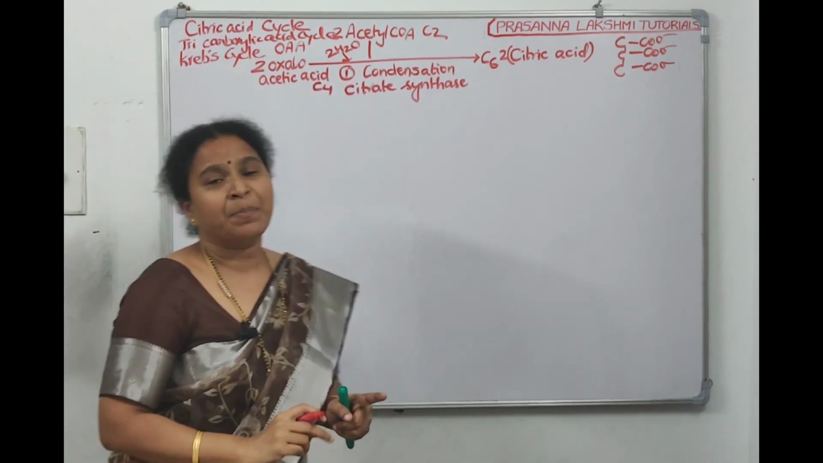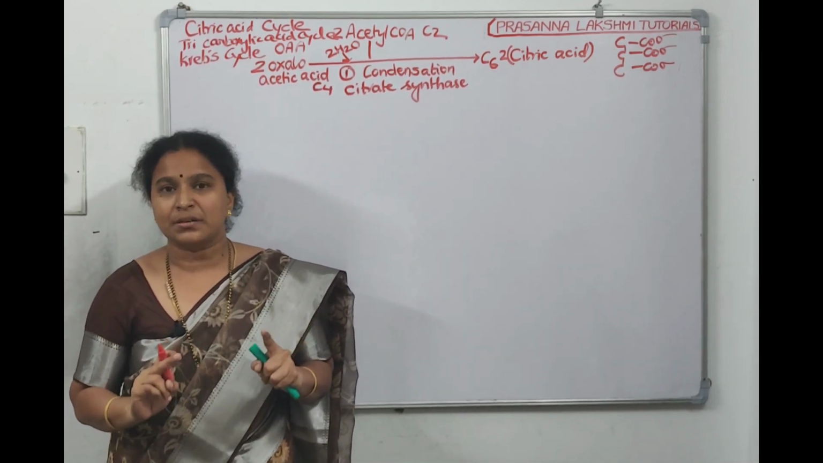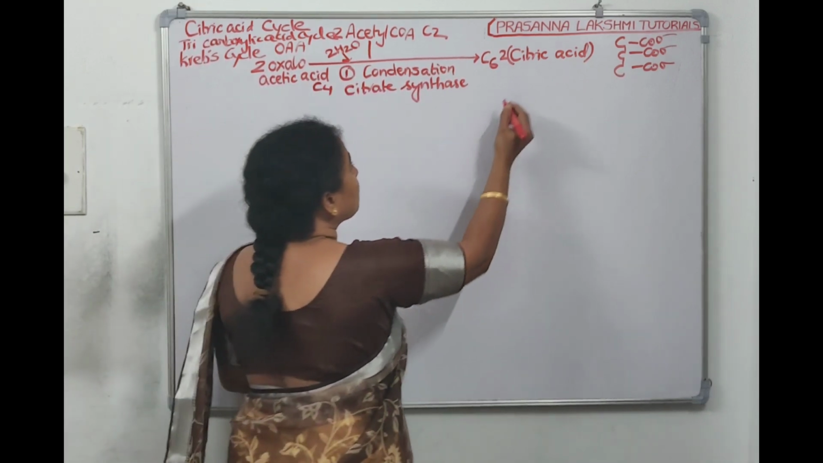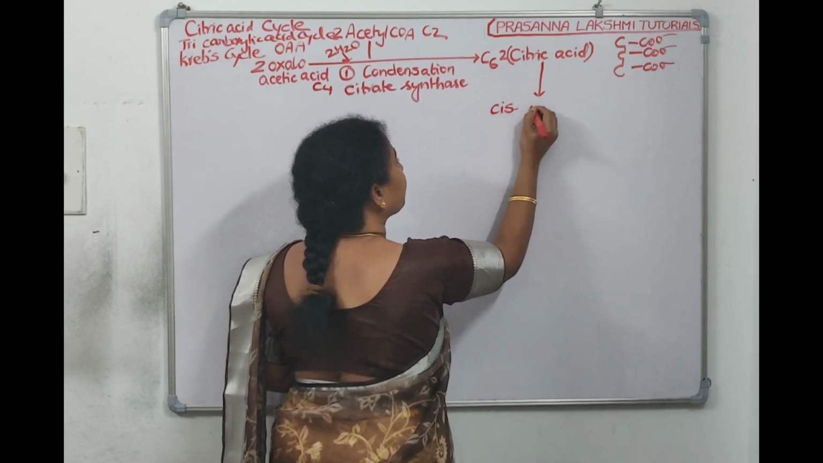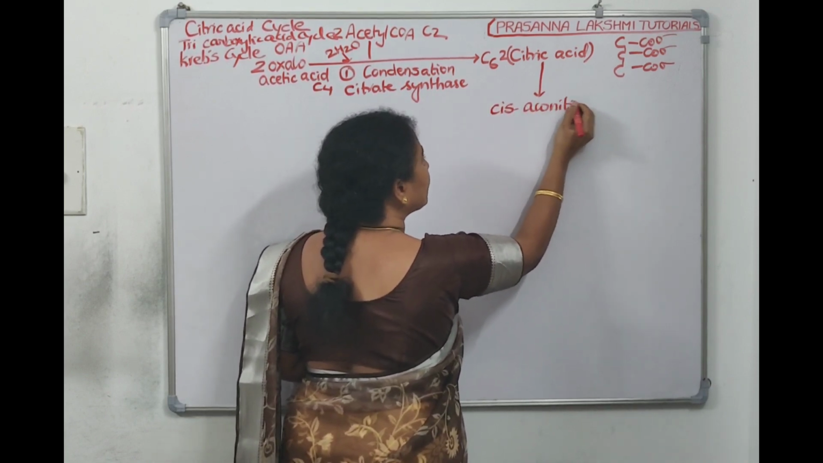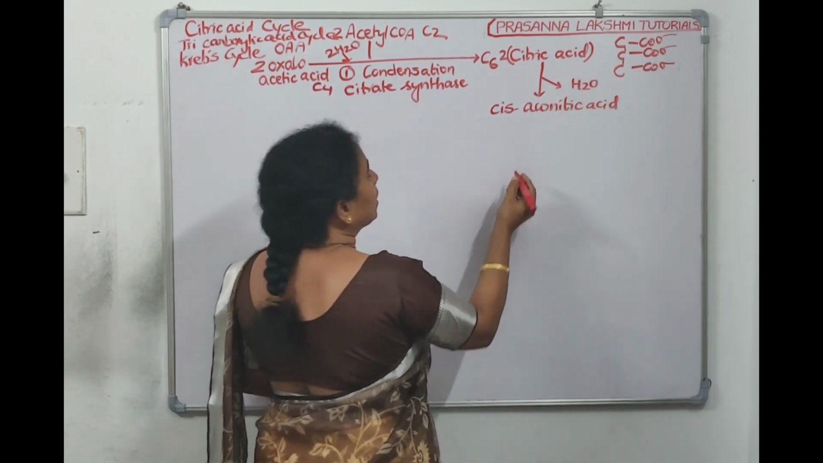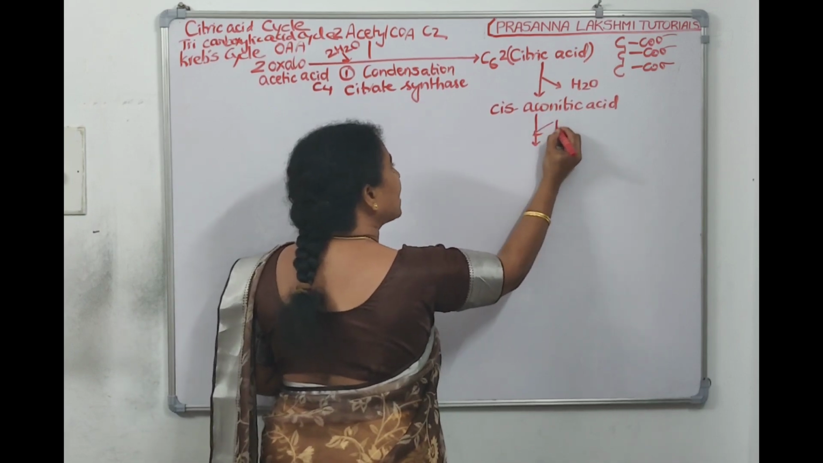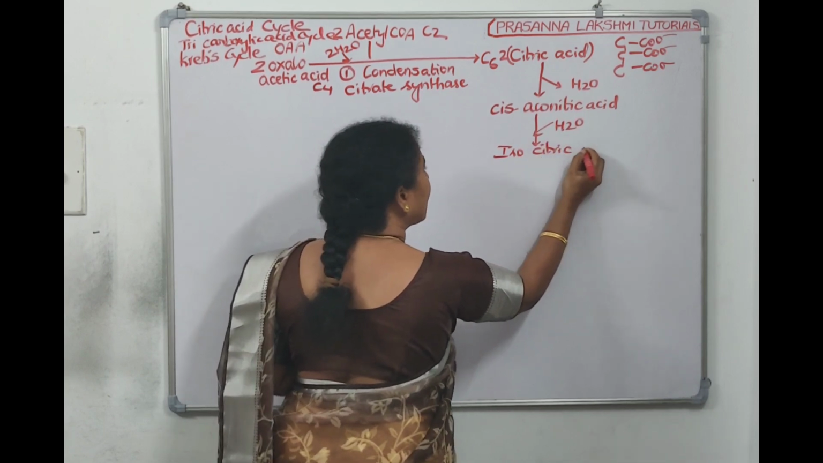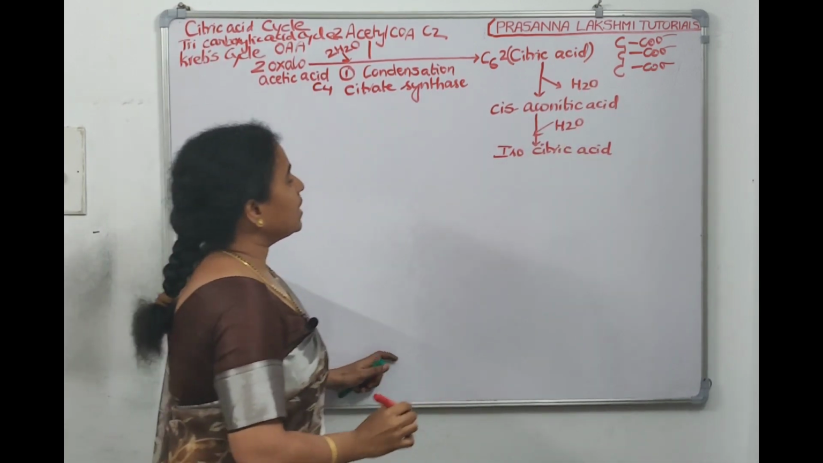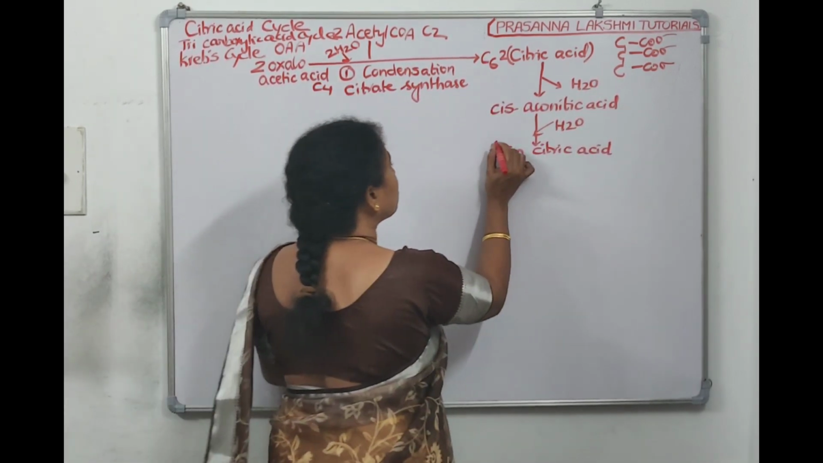Where does the Krebs cycle happen? In the mitochondrial matrix. What is the first reaction? Condensation, citrate synthase, citric acid is formed. Now this citric acid gets isomerized to cis-aconitic acid by losing a water molecule. The cis-aconitic acid takes back the water molecule and gets converted to isocitric acid. You can clearly see here that citric acid got converted to isocitric acid, so 2 molecules to 2 molecules.